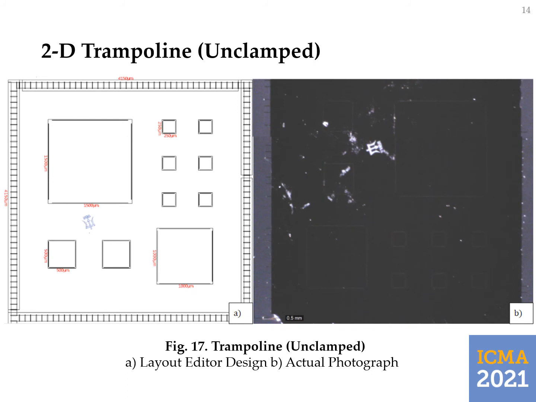Now we have the same design except we're going to call it the 2D trampoline and it's unclamped. So it's almost the same, but in this case the sides are mostly free. And on the right hand side, in this picture, you can see the outline of the membranes because you can see basically the light streaming through the holes of these membranes.